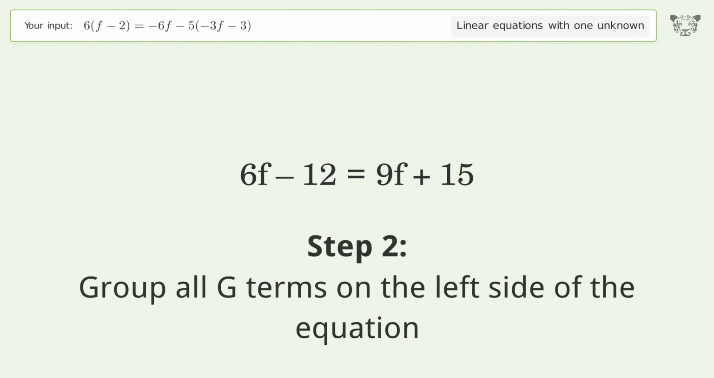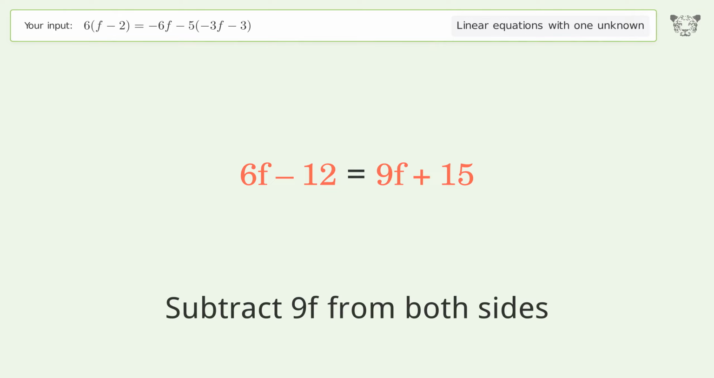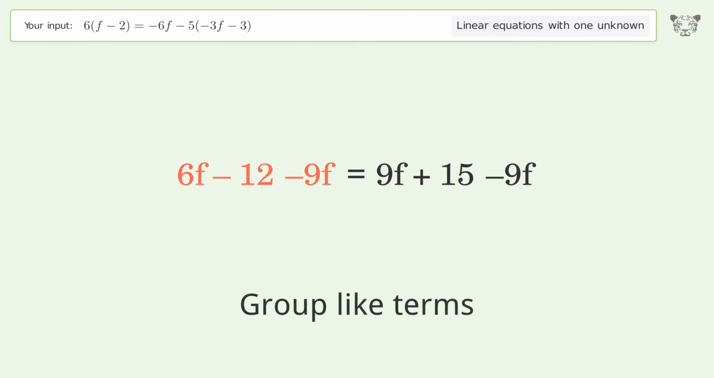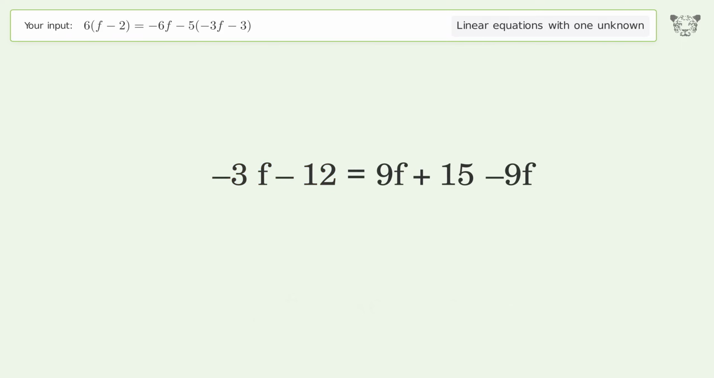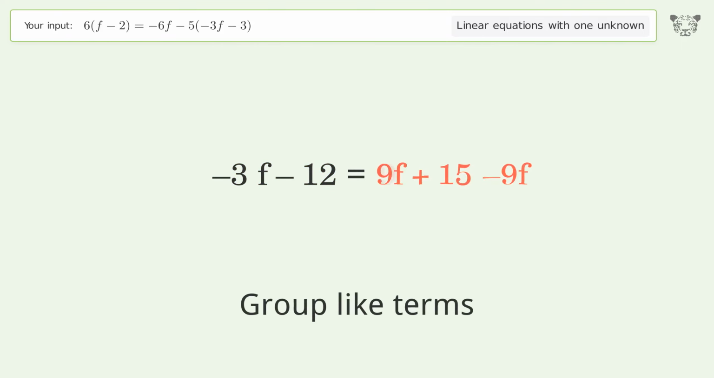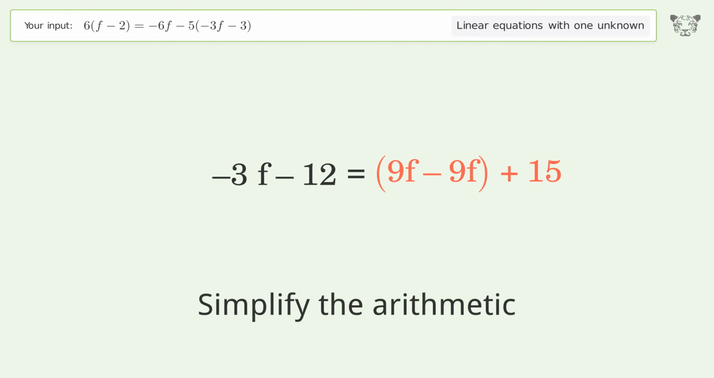Group all g terms on the left side of the equation. Subtract 9f from both sides. Group like terms. Simplify the arithmetic. Group like terms. Simplify the arithmetic.